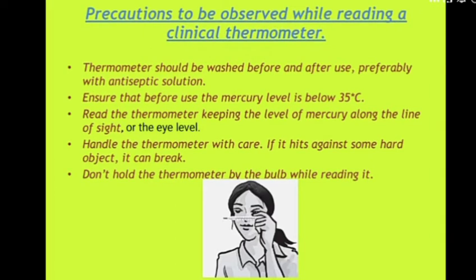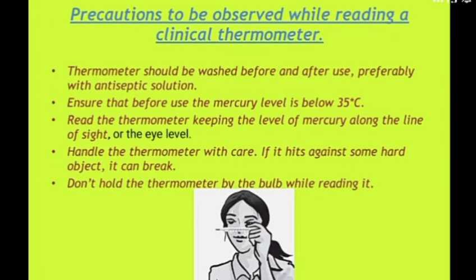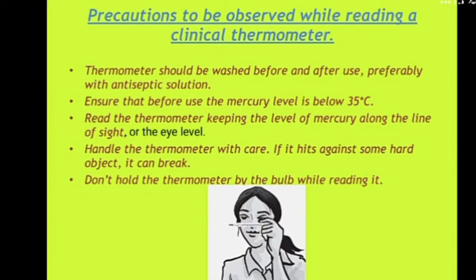Then you should ensure that before using the thermometer, the mercury level should be below 35 degrees Celsius. If it is not below 35 degrees Celsius, you should give a few soft jerks with your hands to bring it down to 35 degrees Celsius. Then read the temperature, keeping the level of mercury along the line of sight or the eye level. You should keep it at the eye level to have an accurate reading.